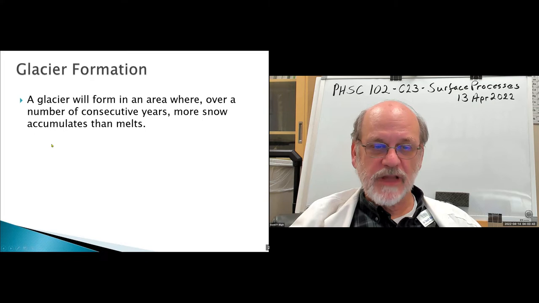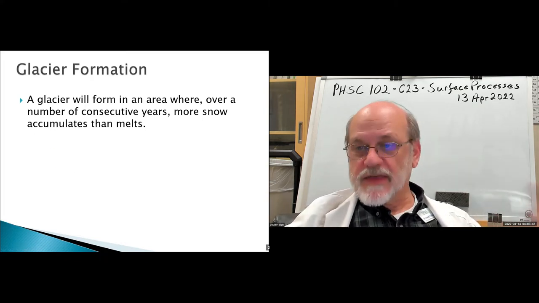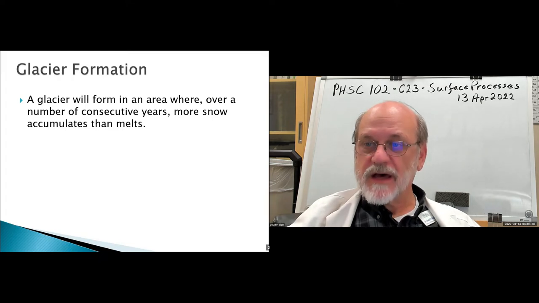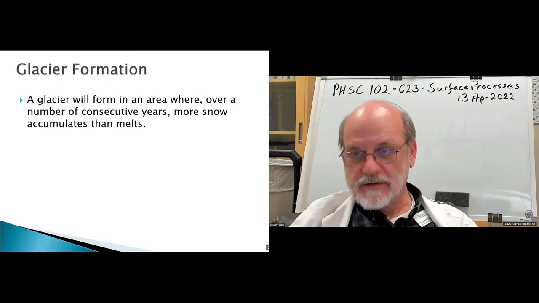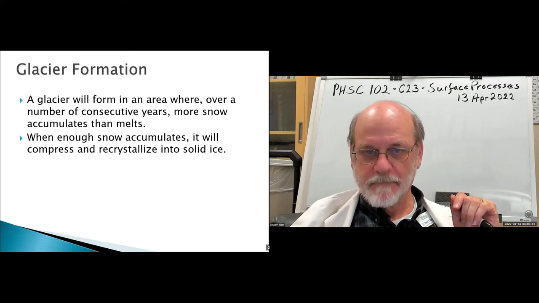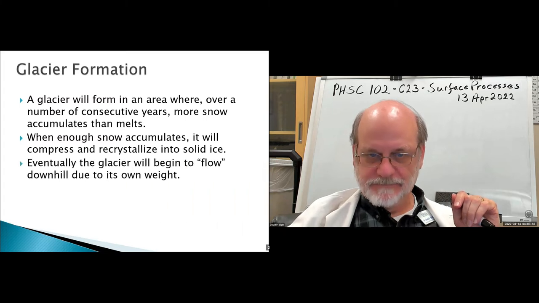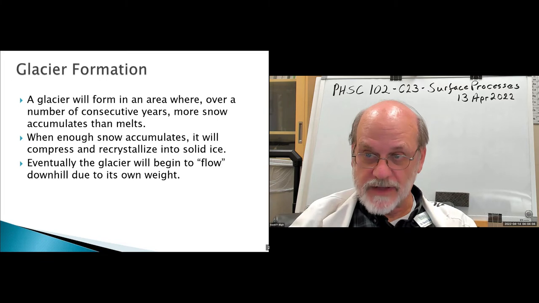So here's the formation of glaciers. More snow accumulates than melts, right? So you get a net increase in snow and subsequently ice. And eventually it gets heavy enough that it flows downhill.